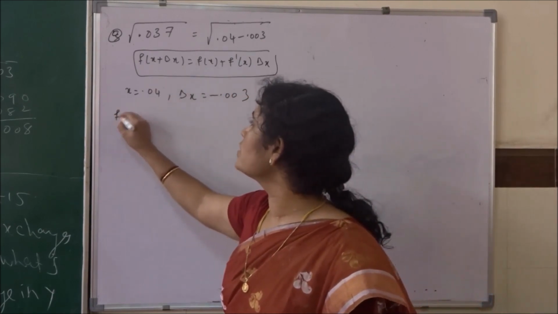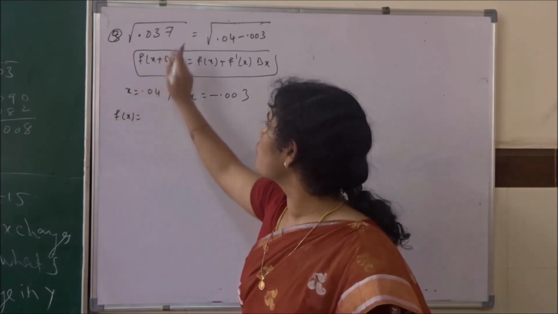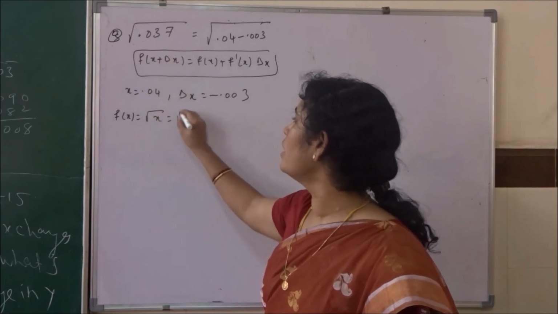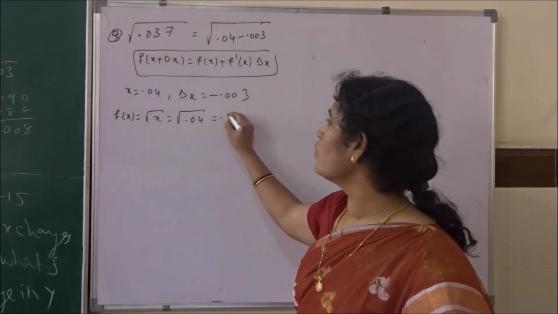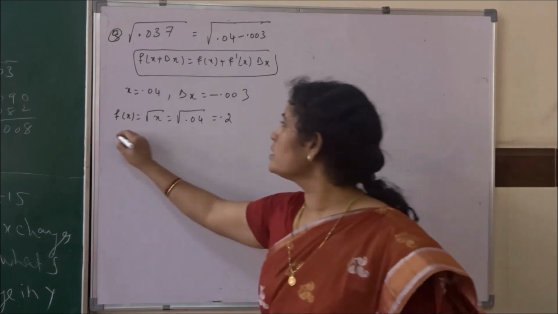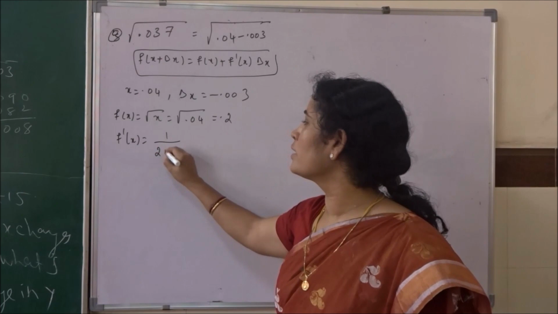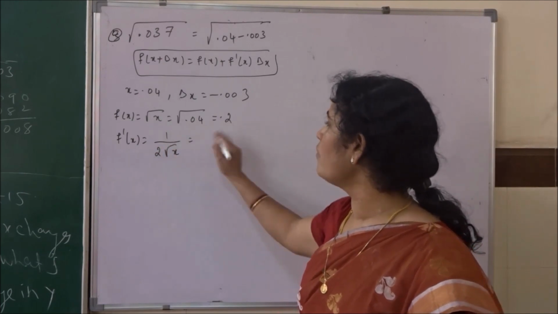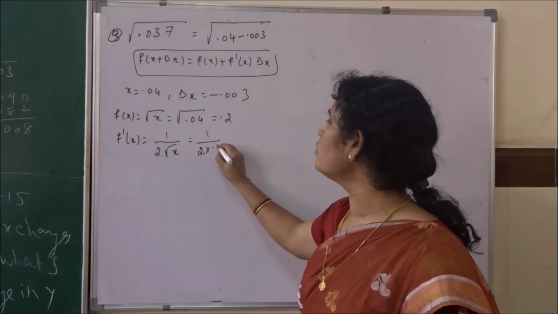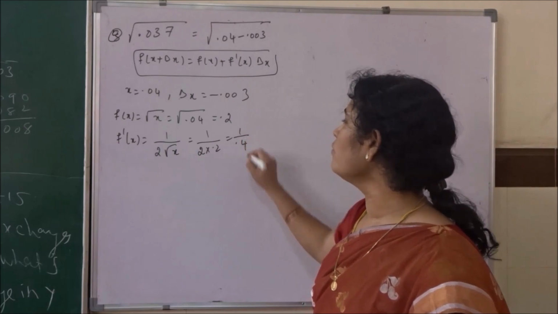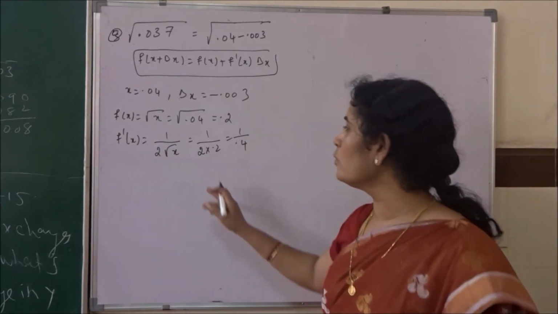Now, as per the question, what is f of x? That is equal to square root of x, that is equal to under root of 0.04, that is equal to 0.2. Clear? Now what is f dash of x? Differentiate this one. Okay, 1 upon 2 root x. Putting the value, 1 upon 2 into 0.2, so that is equal to 1 upon 0.4. Clear?